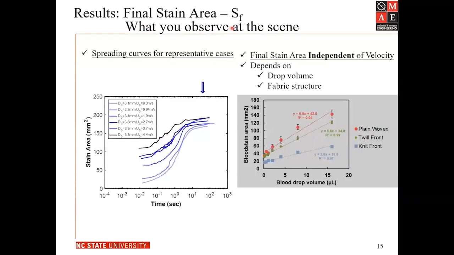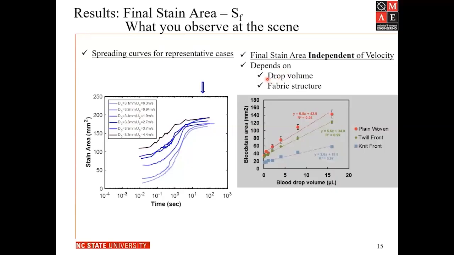So the final stain area is of great interest to us because this is what we actually observe at the scene, right? And here we already show that for different impact speeds, the final stain area is almost the same. So that tells us that the final stain area is actually independent of the impact velocity. This is not good from the forensic point of view because we cannot find the impact velocity based on the final stain.